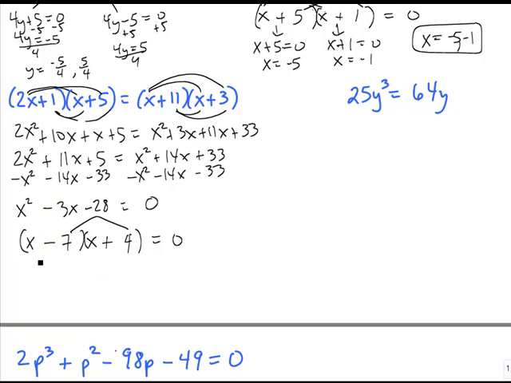Now if we set each factor to 0, I'm going to get positive 7 and negative 4. So my 2 solutions are 7 and negative 4.